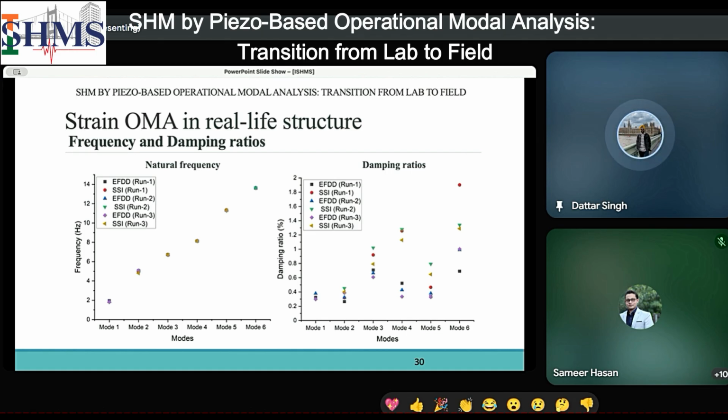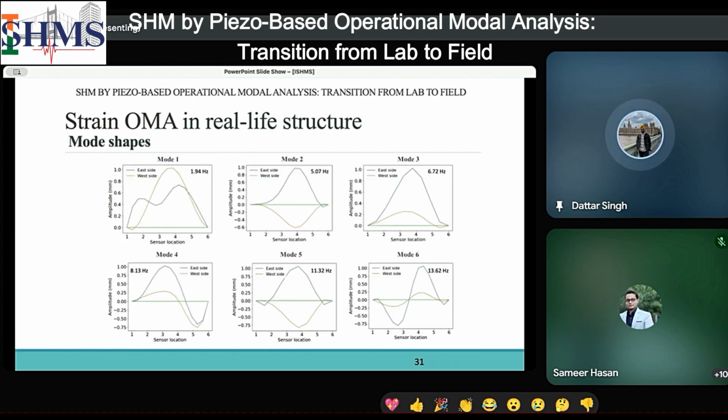So we have 3 runs, and for the 3 runs we have 2 types of identification, one is frequency domain and one is time domain. So when we compare the data, we can see that the frequencies are obtained in very good correlation, but there is variation in damping ratio. Again, due to factors already discussed, variation in measurement duration or identification algorithms could be leading to this variation in damping ratios. So now these are the first 6 mode shapes identified by our piezo sensors of this bridge.